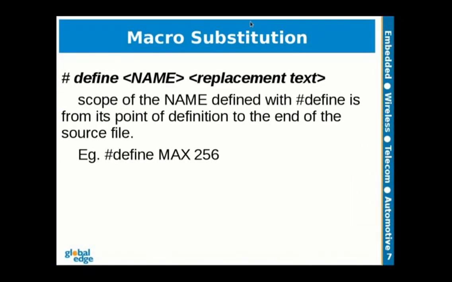Now macro substitution. Define, okay, what is macro substitution? It helps the programmer not to hard code the value within the program. Suppose there is a max file size of 256 you want to define. The advantage is you may want to use this 256 at around 20 places in your program across some n number of functions. So instead of hard coding it, there is a preprocessor directive called define, with which you can define a name or a symbol for this value.